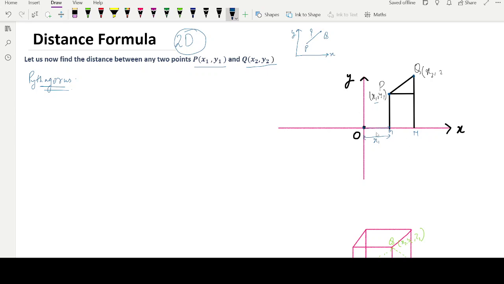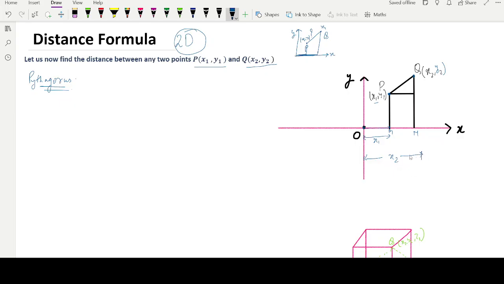Similarly, what is the distance between O and N? This is x2. It's simple. This point is y2, and this is x2. If this point is (x1, y1), then this is x1 and this is x2.